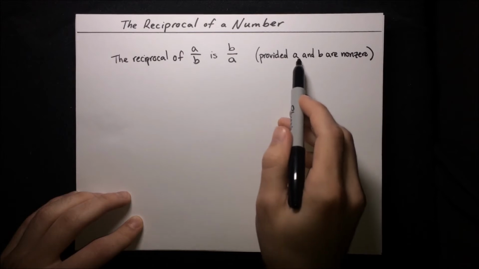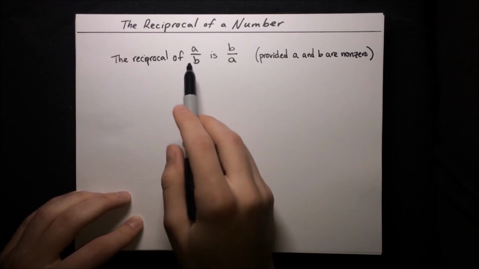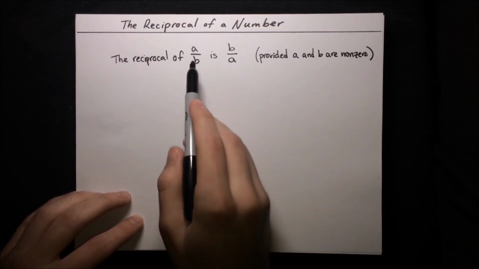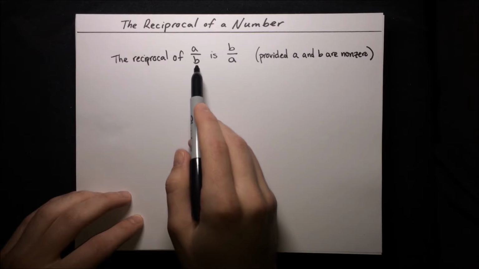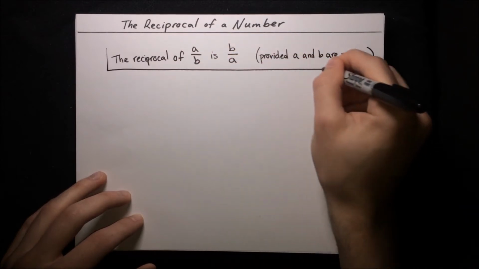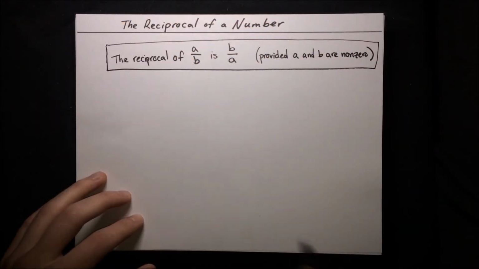Otherwise, if a were 0, then the fraction a over b would evaluate to 0, and the reciprocal of 0 is undefined. And if b were 0, then a over b would be some number divided by 0, and division by 0 is undefined. Okay, so now we have a rule for taking the reciprocal of a fraction, and why don't we do a few demonstrations of that rule?